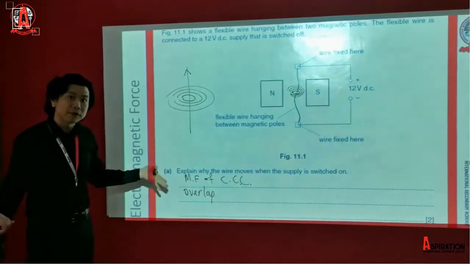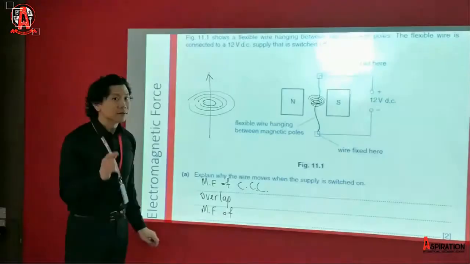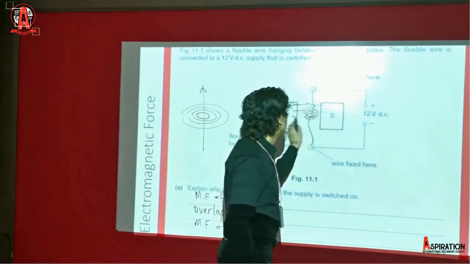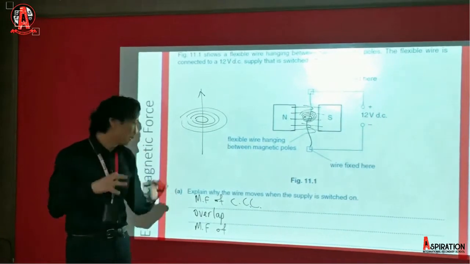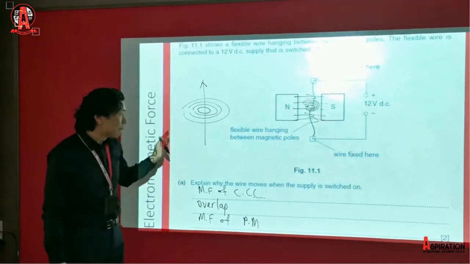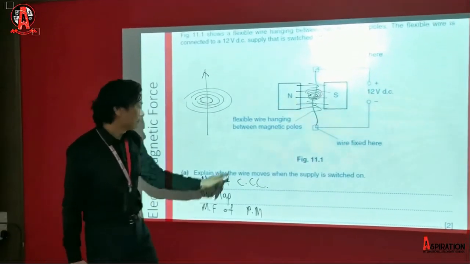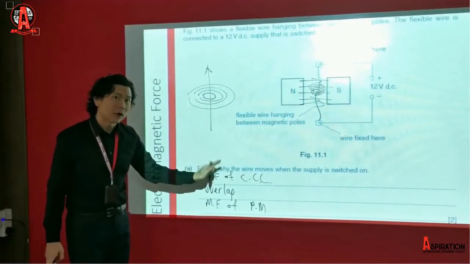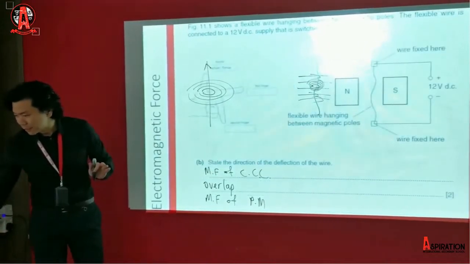What is it overlapping with? It is overlapping with the magnetic field of, you've guessed it right, the permanent magnet. So we have here two magnetic fields in the same region. So to answer this question, it is the magnetic field of the current carrying conductor overlaps with the magnetic field of the permanent magnet. So this is why the wire moves and this causes induced force. We'll move on to the next question.